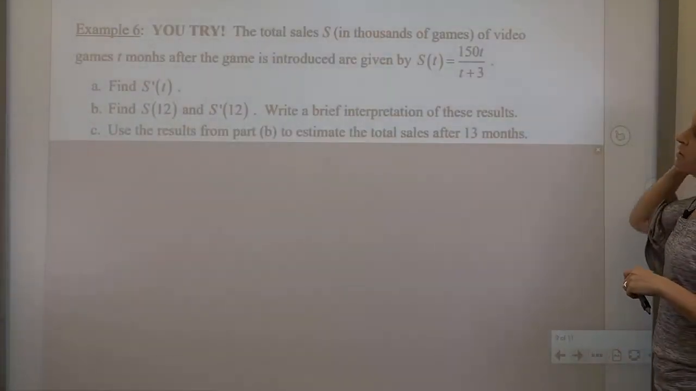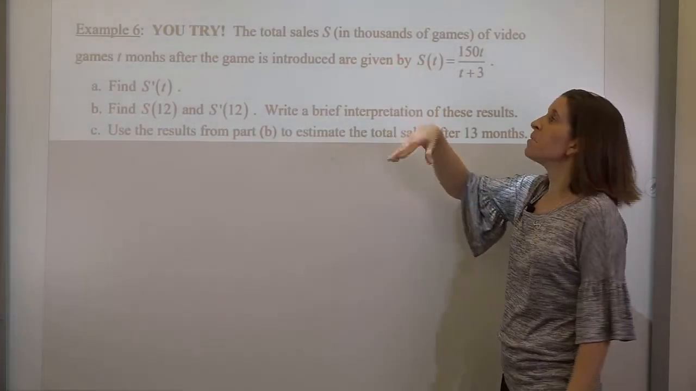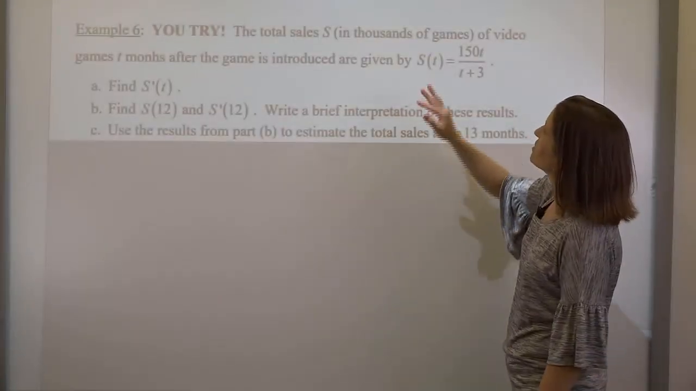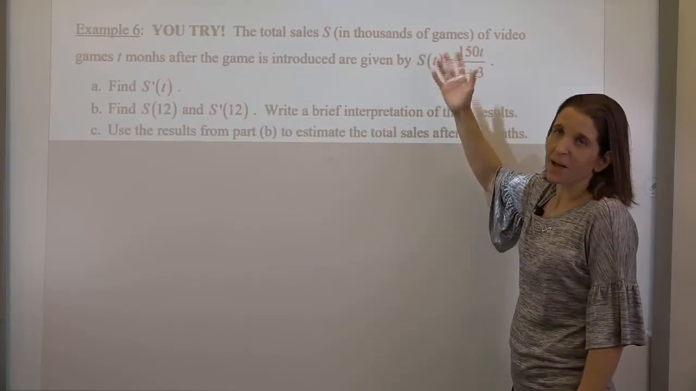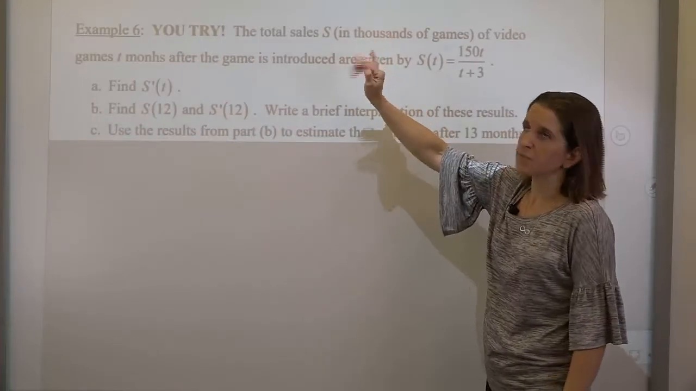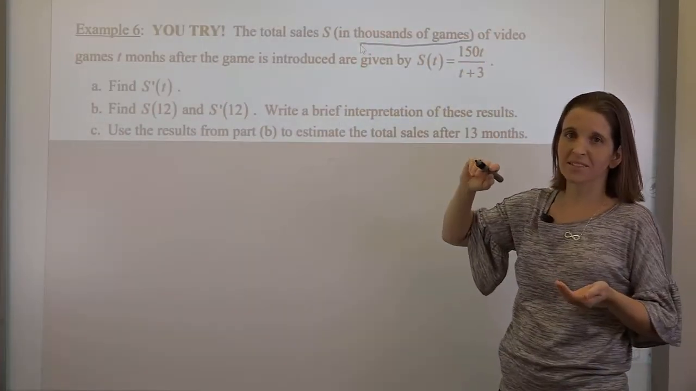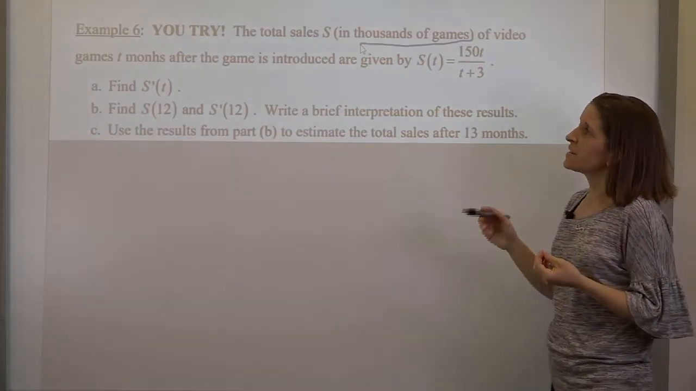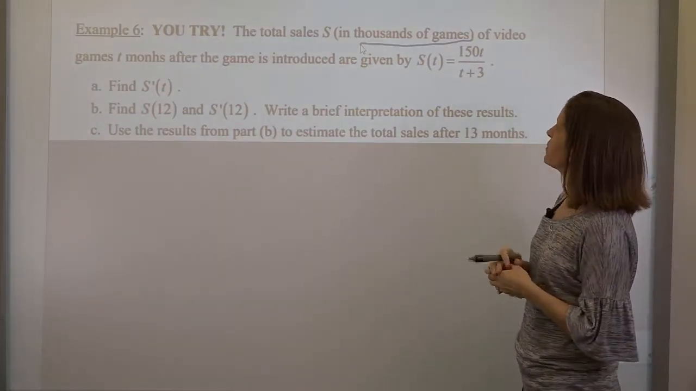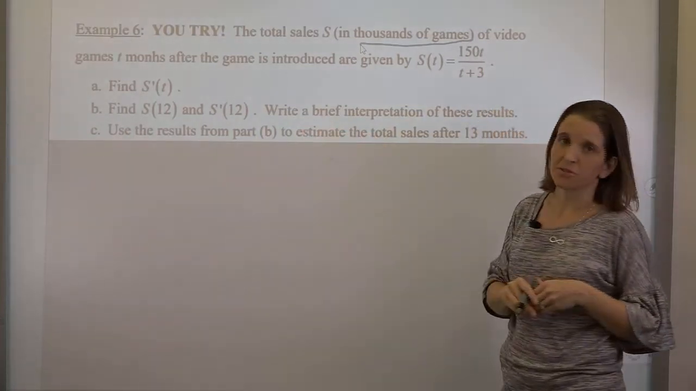All right, so for our last problem for you to try, it is a word problem, but it really just boils down to a function that happens to be a quotient. So this is the total sales, and we need to be careful here. Our units are thousands of games, because a lot of times when we talk about sales, we think about money, but here it's how many of the games we've sold. So of video games, t months after the game is introduced.